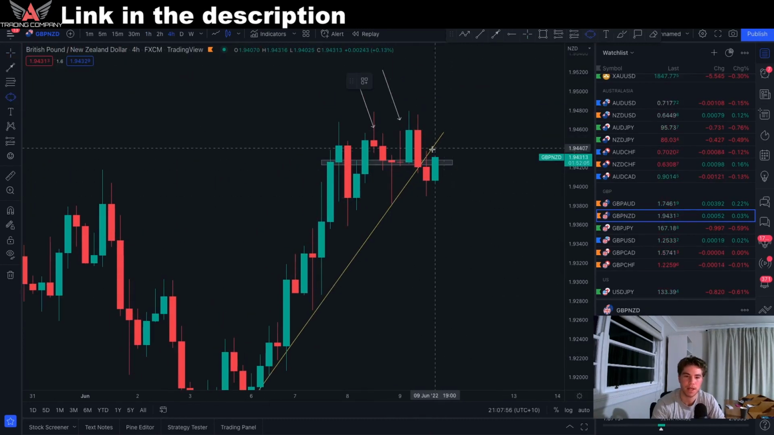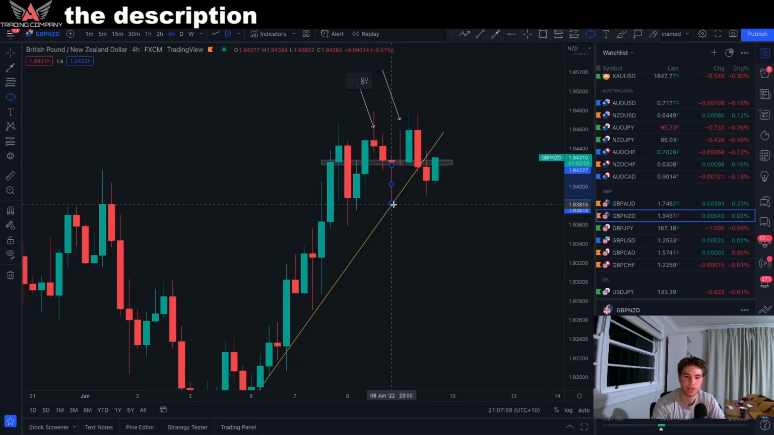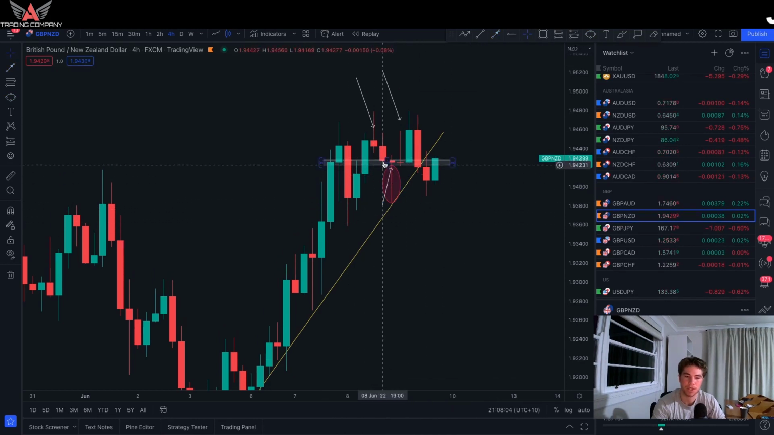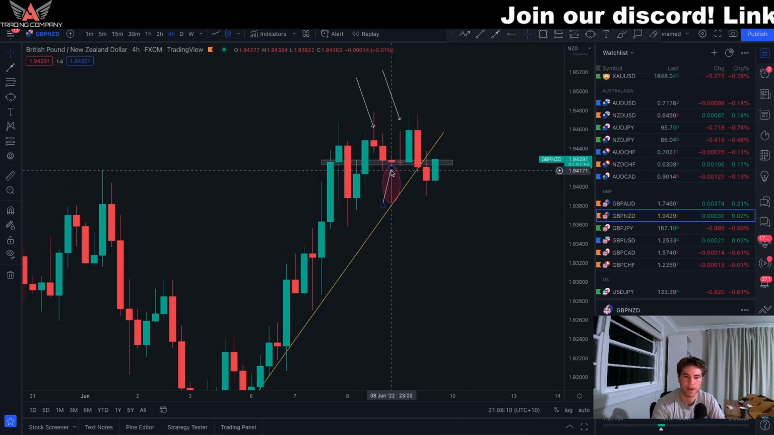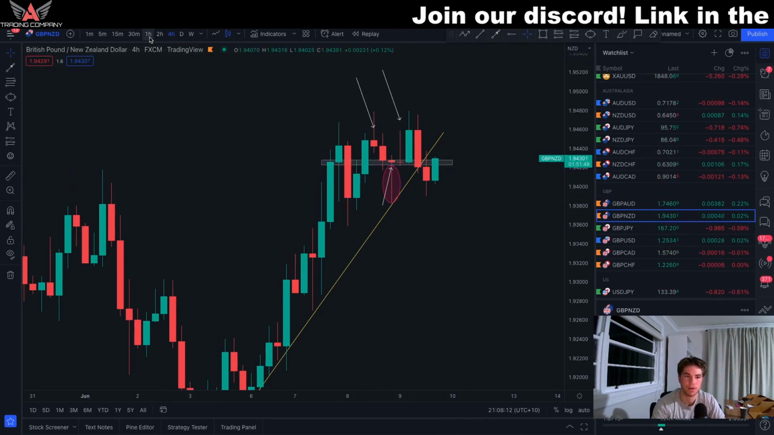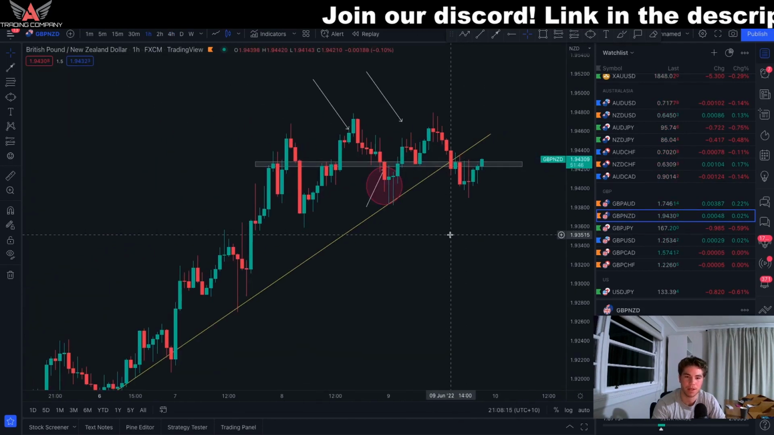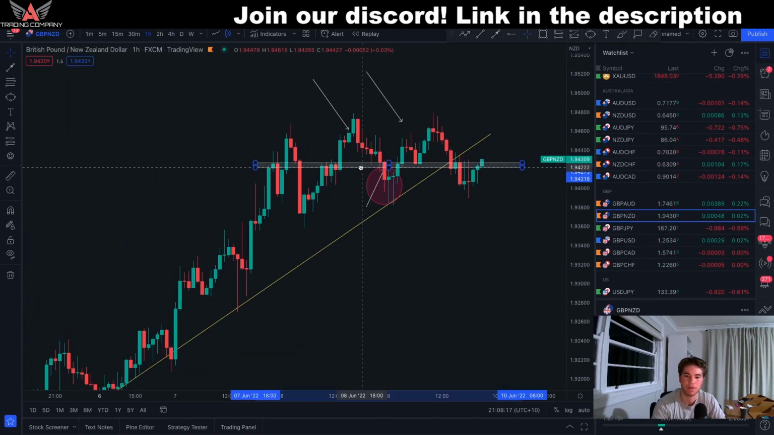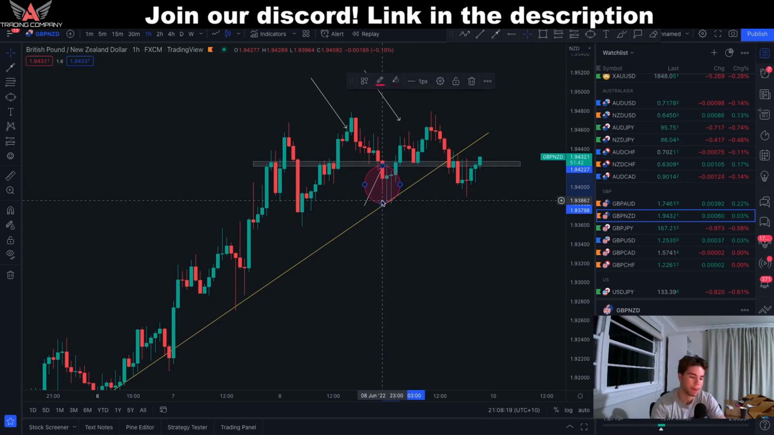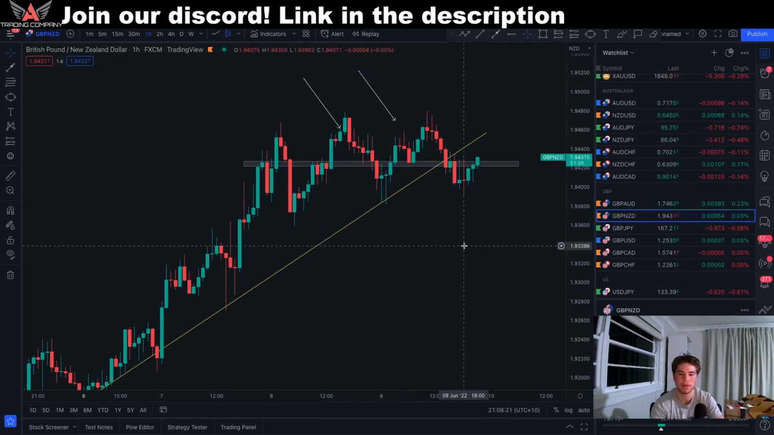Okay, we can see that that noise on the 1H is just this wick forming. Okay, so the reason I don't include that is because I see wicks as price rejecting a level. Okay, so this is the level, this is price rejecting that level. So I'm not going to include that into my levels. Obviously, you don't have to do the same, but that's just how I see it. It makes it very clear for me where the levels are, and just makes trading a bit easier.